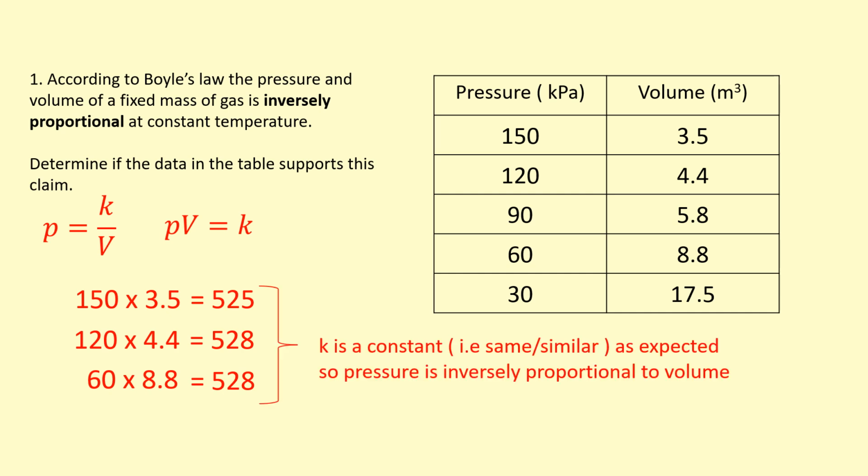So we need to write a conclusion once we've done this, and you need to do at least 3 sets of data to come to this conclusion. So we can say that constant k is constant or is similar or the same across the set of data, as expected if it was inversely proportional.